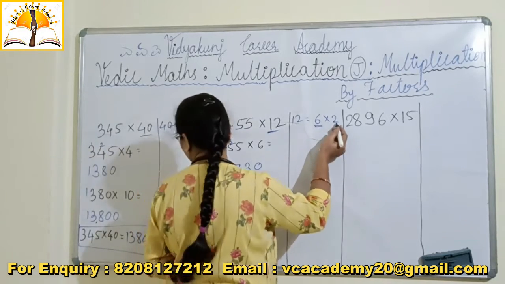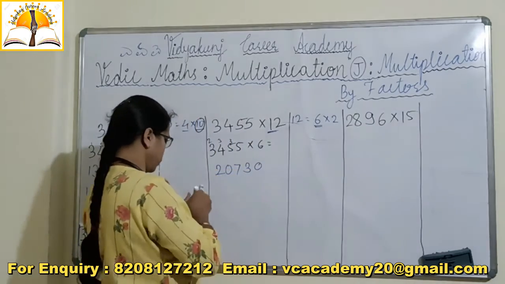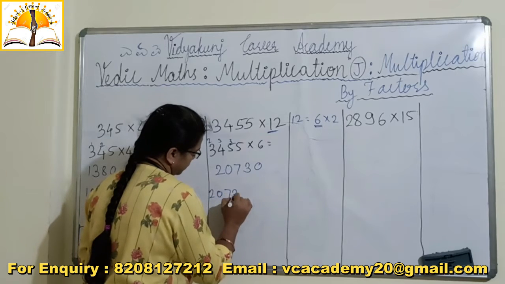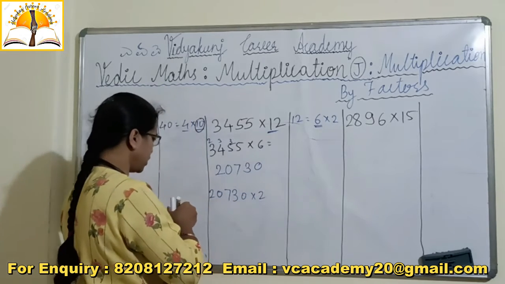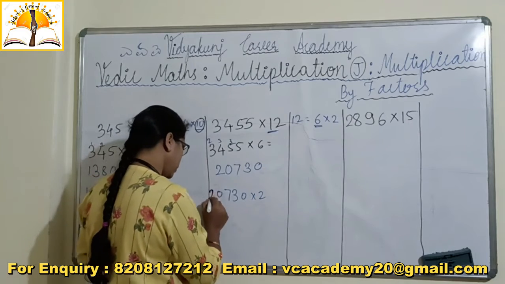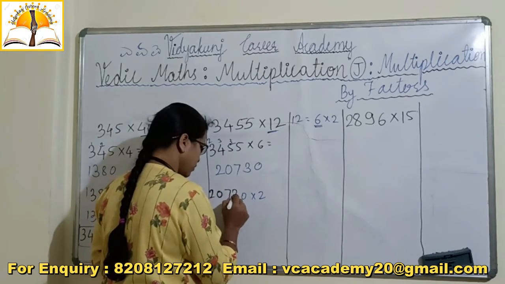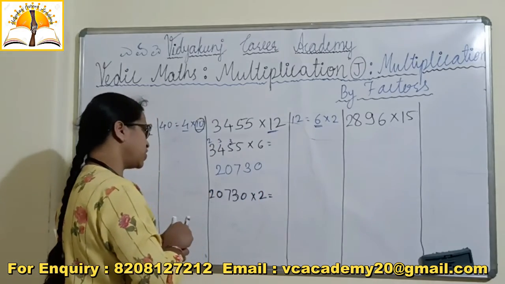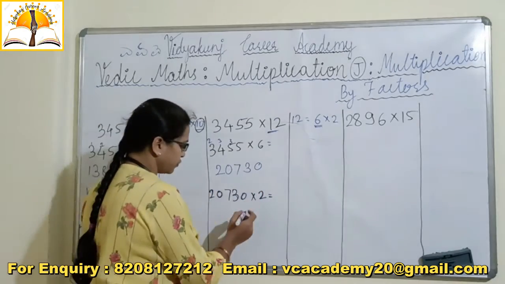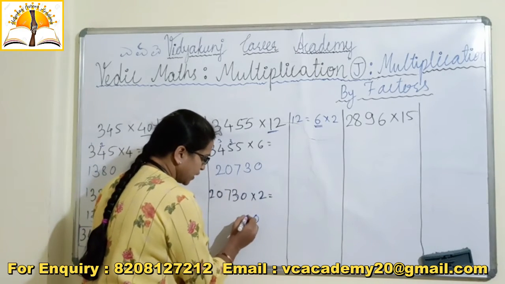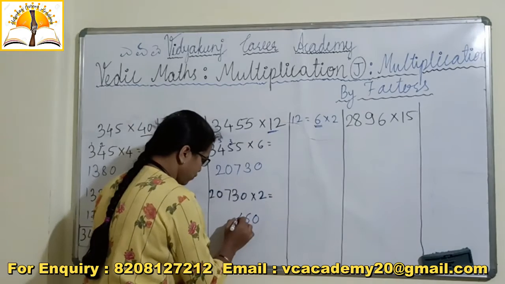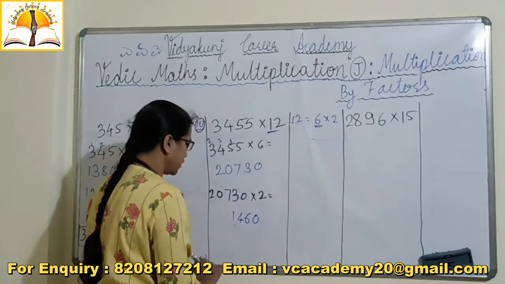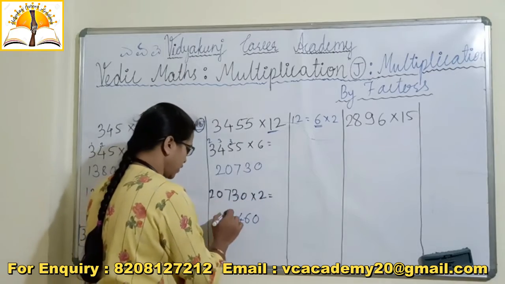Which is that factor? This is factor 2. Now I will take 2 and do the multiplication. Now 0, here 6 and here 14, 1 carry, and here 0. So I have written 1 as it is, and here 4.